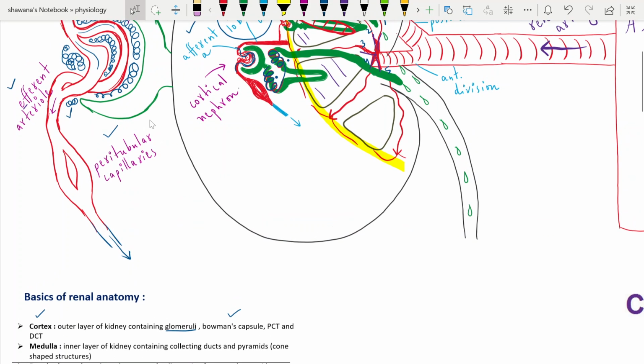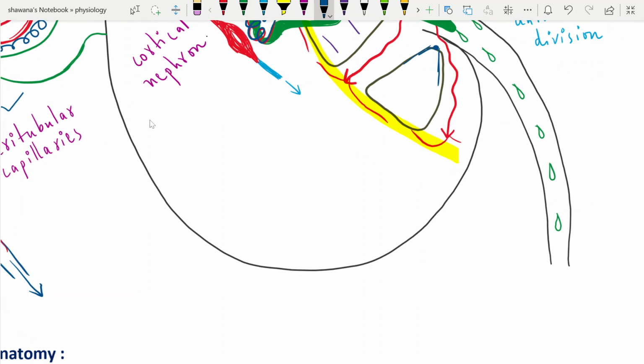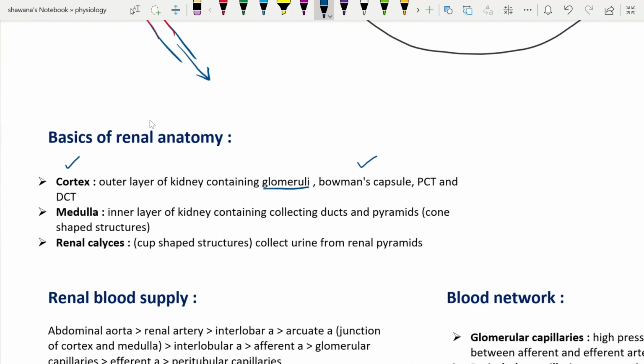Renal calyces are the structures. This is the renal pyramid. So the apex of the renal pyramid is known as the calyces. Okay, these are the calyces.